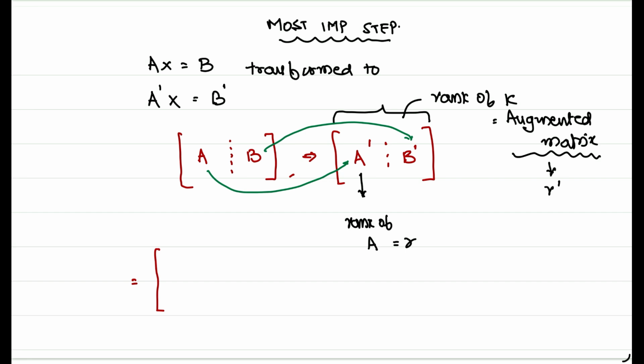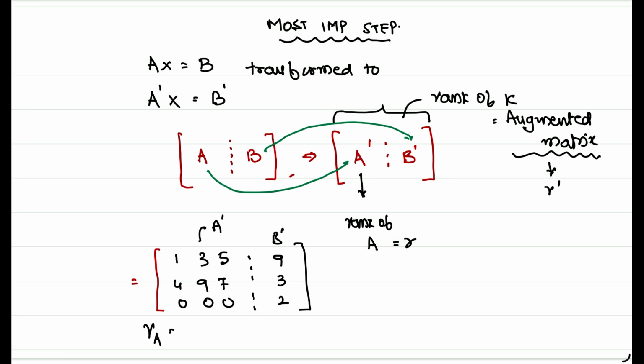A dash, let us say it has become like this: 1, 3, 5, 4, 9, 7, 0, 0, 0. This is for A dash. And B dash has become 9, 3, 2. This is B dash. Now, for A dash, what is the rank? R of A is equal to 2, because one row is totally zeros.